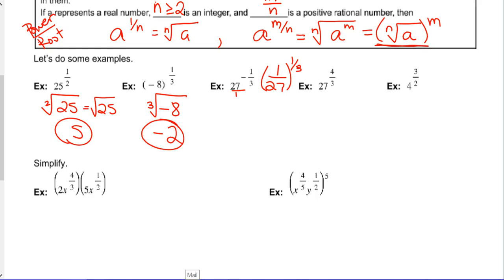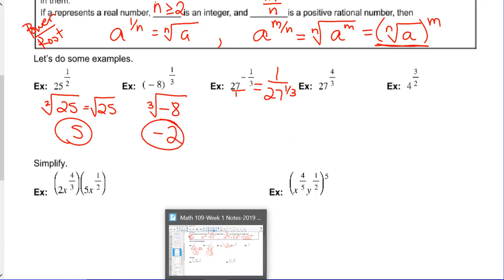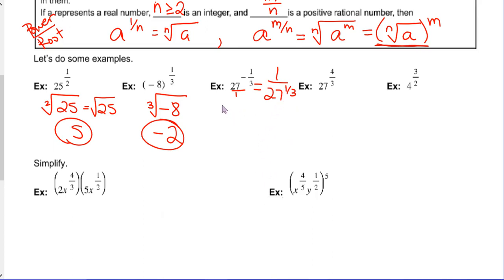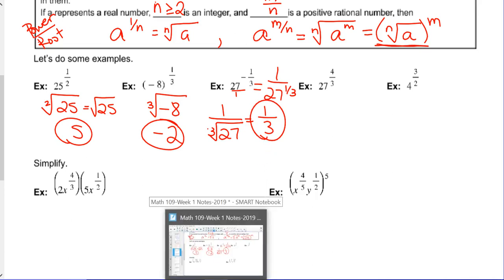Okay? Actually, I'm going to write it that way. I'm going to write it 1 over 27 to the 1/3, where the power is just in the bottom, so that we keep on the same notation as we've done. So I'm going to rewrite 1 over the cube root of 27 to the 1st power, or just the cube root of 27. So what times what is 27? The answer is 3. So the ultimate answer here is going to be 1/3.